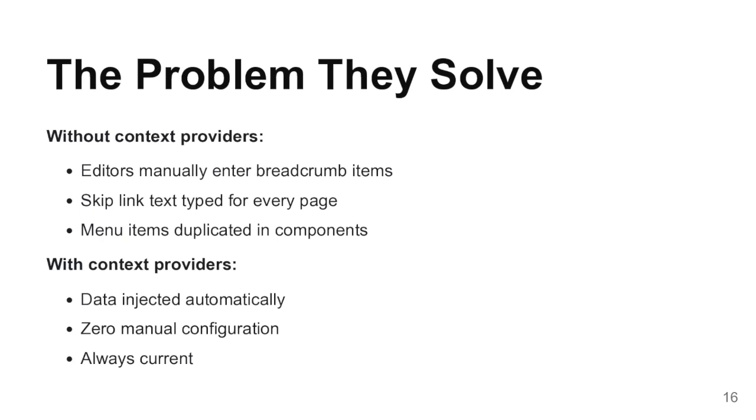The problem they solve. Consider the skip link component. It needs to say skip to main content and link to the main content area. But the page title varies. It might be pay your council tax or report a problem. Without context providers, an editor would need to configure this for every single page. That's tedious and error prone. Context providers inject this data automatically. The component gets the current page title, the correct link target, and any other dynamic values it needs, with zero manual configuration.